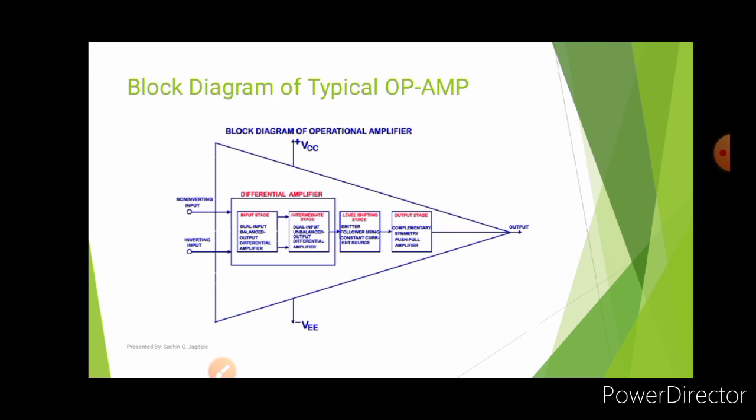The first input stage consists of a dual input balanced output differential amplifier. Second, the intermediate stage is a dual input unbalanced output differential amplifier. Third is the level shifting stage, an emitter follower using a constant current external source. Fourth, the output stage is a complementary symmetry push-pull amplifier. Let us study the block diagram in detail.